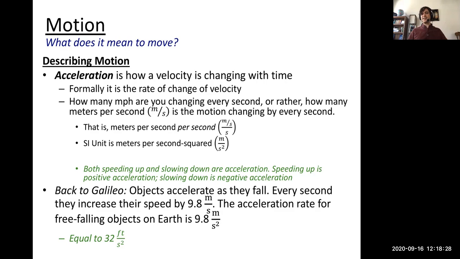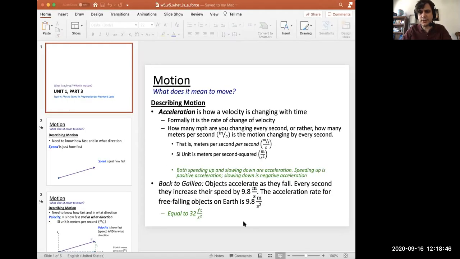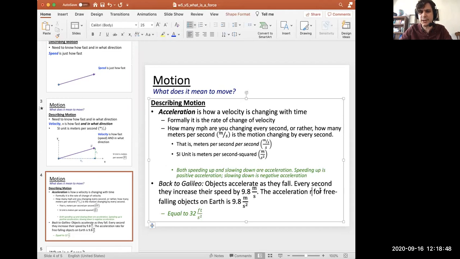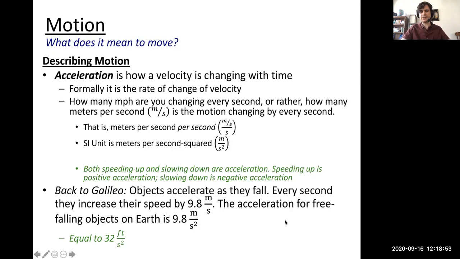Now, if we want to bring this back to Galileo, because Galileo, what did he say? That objects, as they fall, they accelerate. So a free-falling body will accelerate as it falls. And we now know that that acceleration, and sorry, that should not say acceleration rate. I should be a little bit more careful with the language I use here. That acceleration, there we go. Make my physics colleagues happy, make myself happy. So the acceleration for free-falling objects is 9.8 meters per second squared.